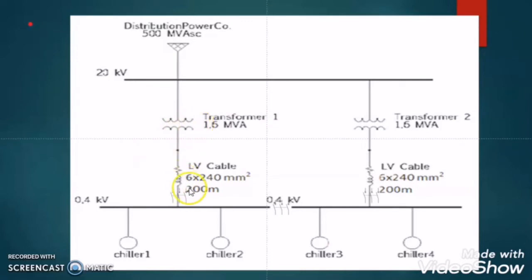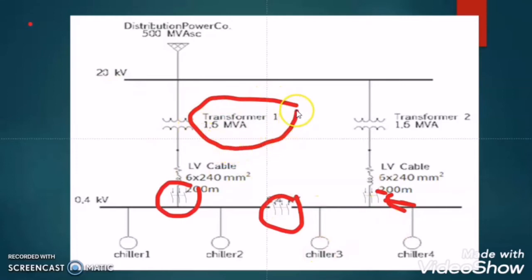At normal condition, this isolator is closed, this isolator is closed, and this isolator is open. So the power flow will be from here to all these loads. But suppose something happened to this transformer and we need maintenance, then we will open this isolator and close this isolator. So the power flow will be from this transformer to all these loads. So the isolator is also used to reroute the power supply, but this function we cannot take from the circuit breaker.